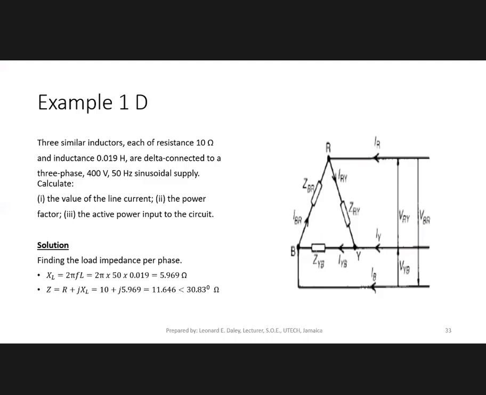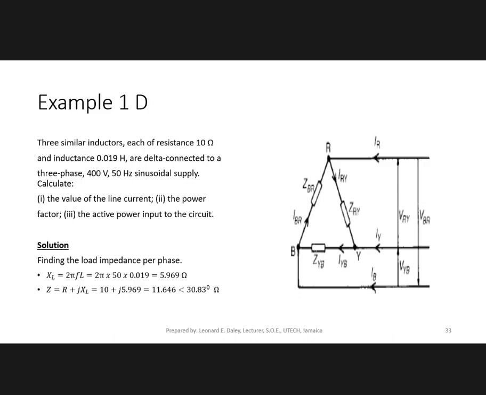So I'm going to give you a chance now. I want you to solve this problem. Three similar inductors, each of resistance 10 ohm and inductance 0.019 Henry, are delta connected to a 3-phase 400 volt 50 hertz supply. We want to find the value of the line current, the power factor, and the total power in the circuit. All right. So I started you off, but I want you to continue.